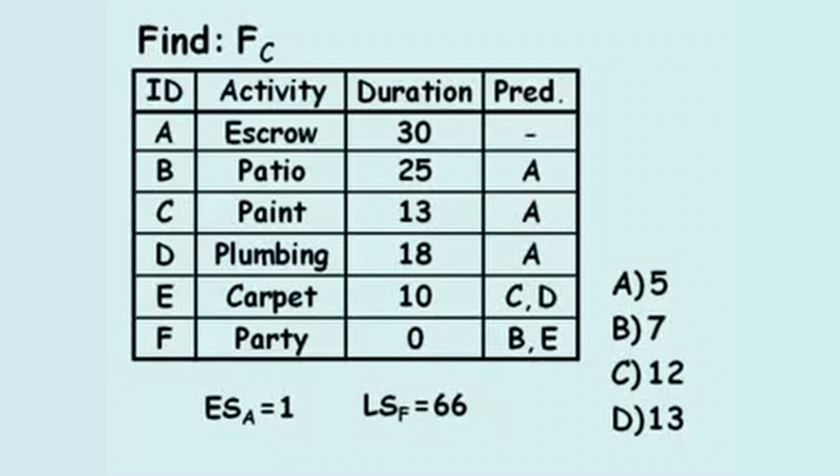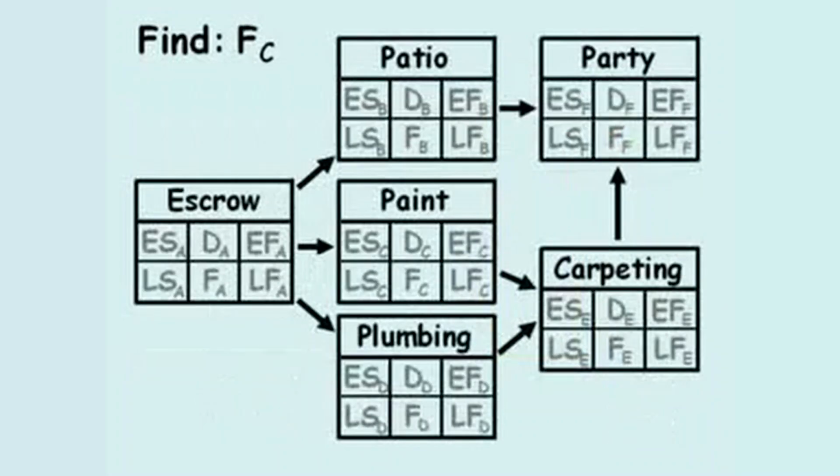So, we'll assign a 1 to the early start of activity A, and we'll assign a 66 to the late start of activity F. Using the contingencies listed in the activity table, we'll sketch out a network diagram for the schedule, which begins with escrow, activity A, and ends with party, activity F.